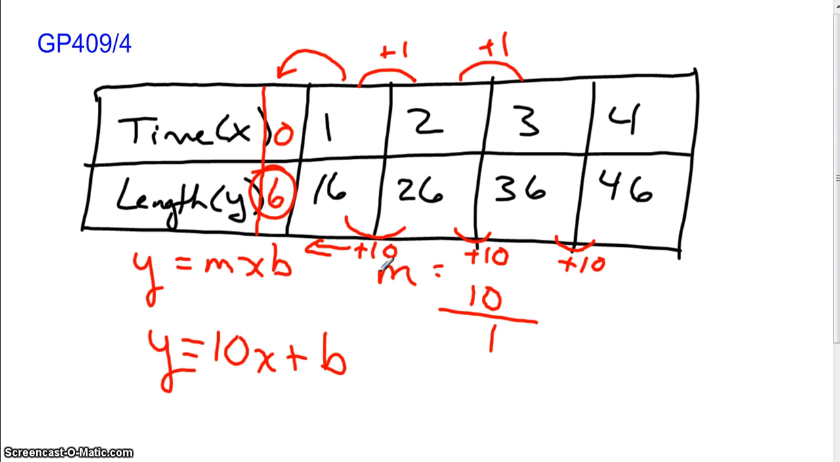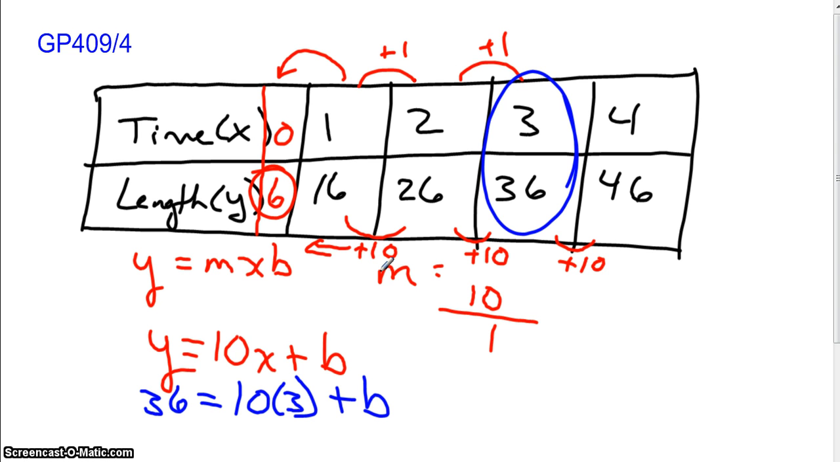Jimena. 3, 36. Okay, so she's picking this point, 3, 36. So look what happens. If we plug in 36 for y and 3 for x, we don't know b. How many unknowns do we have in this equation? 1. So can we find it? Yes. What is 10 times 3? 30. So 36 equals 30 plus b, so b is 6.